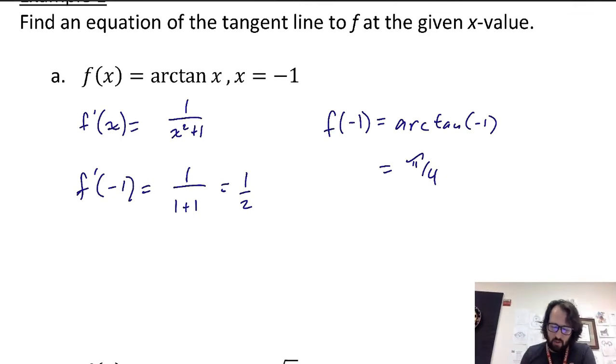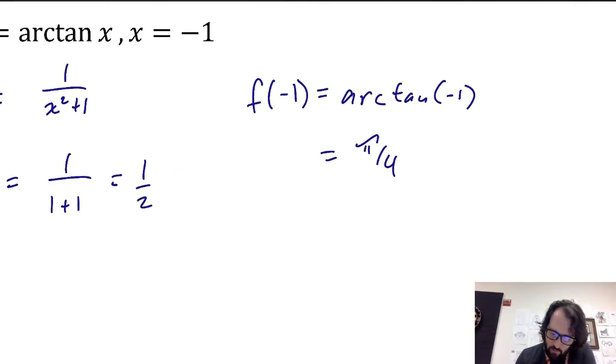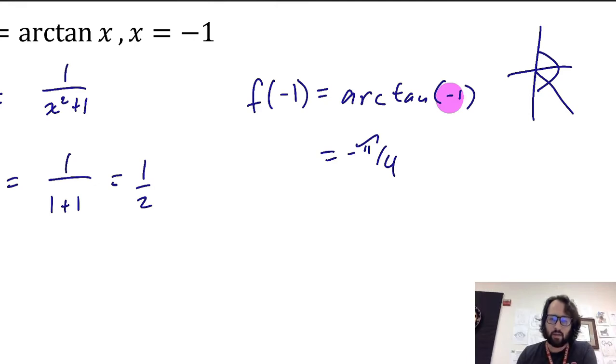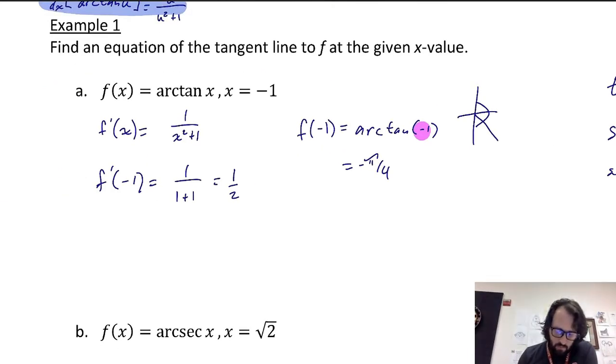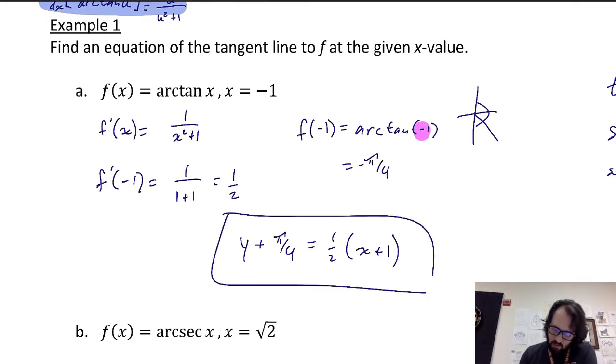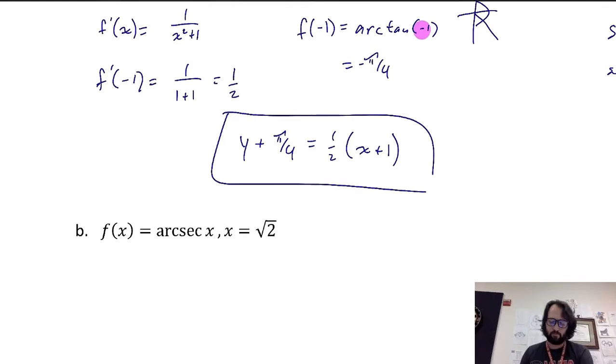Some of you guys will see this and be like, oh yeah, right, but it's pi over 4, but it's negative because we have to be in the fourth quadrant there with our unit circle. Right, our tangent only exists here and here. Since it is a negative 1, I know that my angle has to be somewhere down here. So that is negative pi over 4. So the equation of my line now, I have y minus, really plus, pi over 4 equals 1/2 times x plus 1. There's the equation of my line tangent.